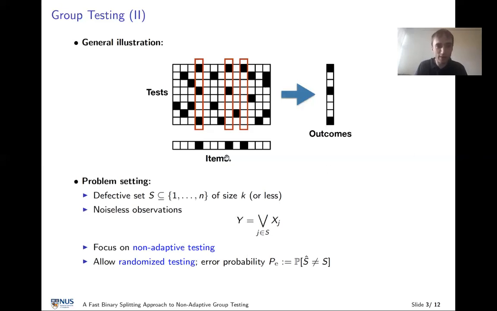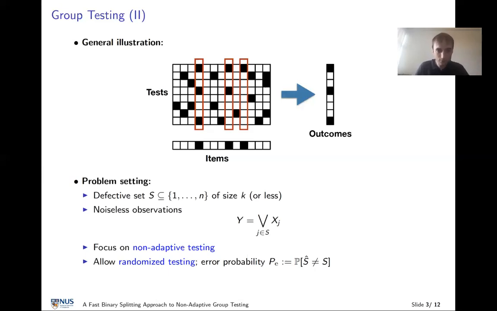Mathematically, we imagine this defective set S. We need some sort of bound on its size, so we call it size K, and we're operating typically in the regime where K is much smaller than N, the total number of items. So this is a sparse recovery problem, but a binary one, sort of like a Boolean counterpart to compressed sensing. We're going to focus on the noiseless case in this talk, so we are literally just looking at the OR of these x_j. x_j is just indicating whether item j was included in the test, so we take the OR of that over the defective set S. In layman's terms, it's just saying 1 if there's any defective in the test, and 0 if there's no defectives in the test.